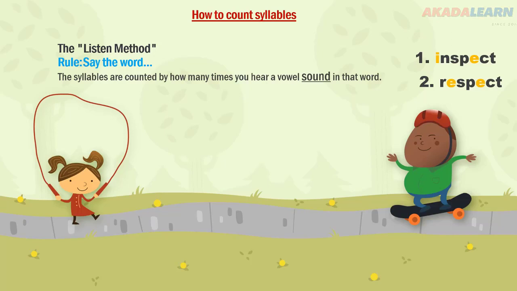The important thing is, how many syllables does the word inspect and the word respect have? We count that by the number of vowel sounds in each of these words. The first word, inspect, we have two vowel sounds, making two. The same with the word respect, we have two vowel sounds. So the number of vowels in the word inspect is 2, and the number of syllables, therefore, is 2. Same with the word respect, the number of syllables is 2.